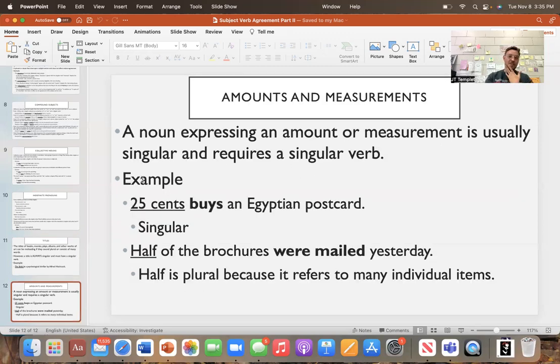And with amounts and measurements, a noun expressing an amount or measurement is usually singular and requires a singular verb. So for instance, 25 cents buys an Egyptian postcard. It's functioning as singular. It's that 25 cents is one amount. With half of the brochures were mailed yesterday, that's going to be plural because half is referring to more than one thing, right? That half is actually referring to multiple brochures that are being mailed out, while another half is not.